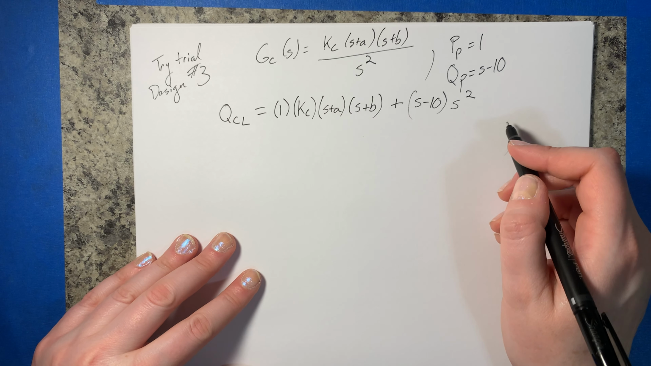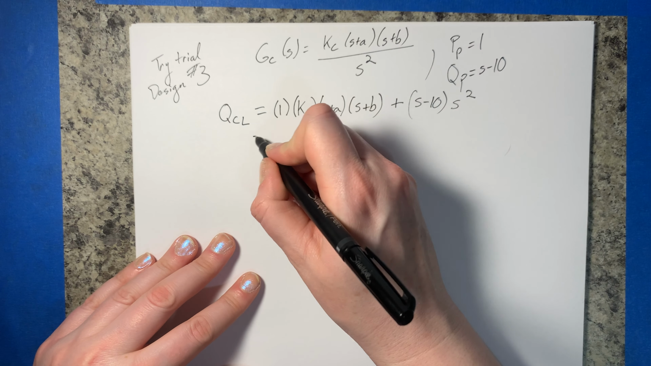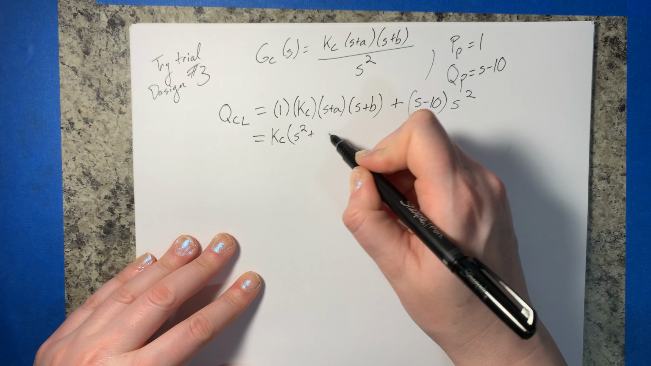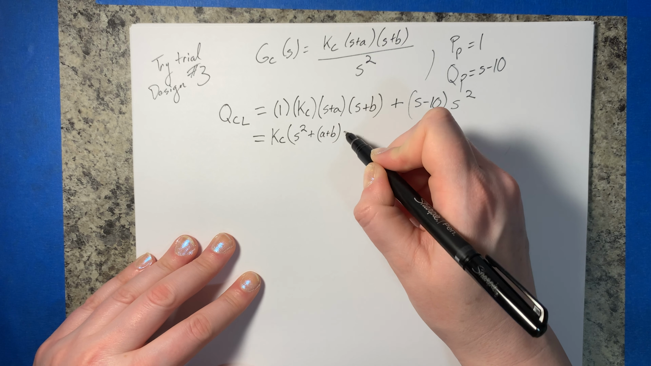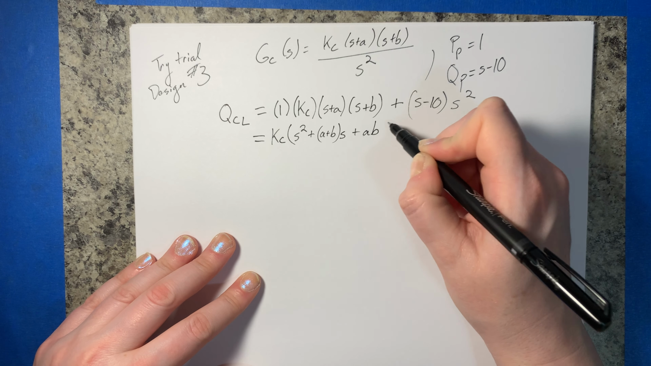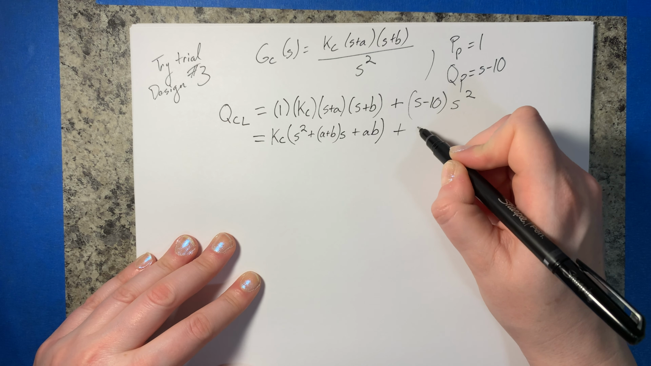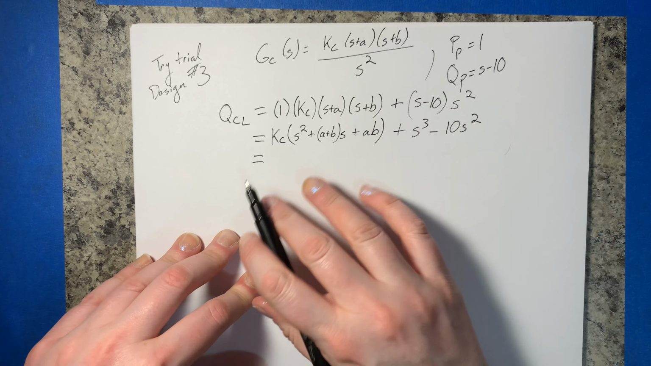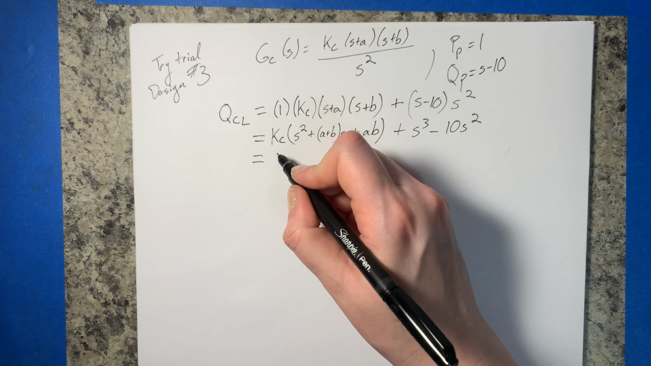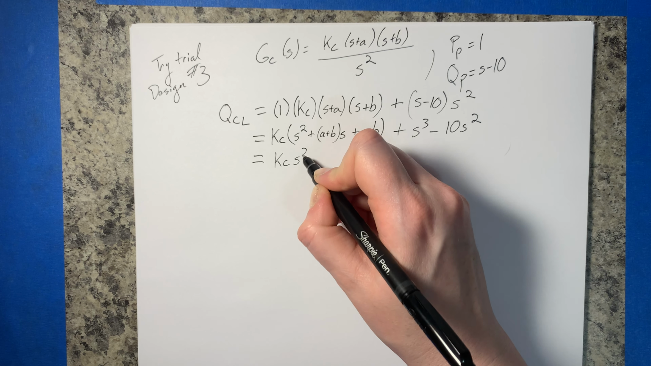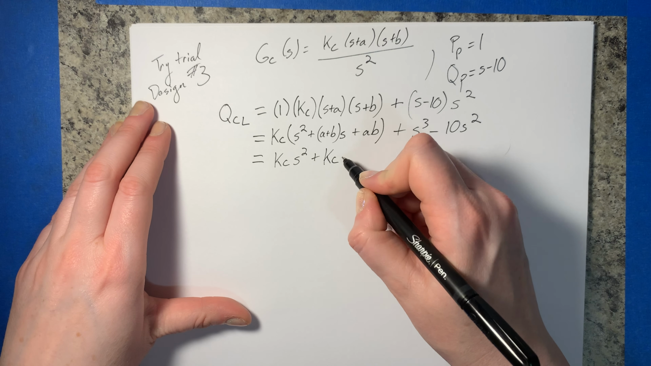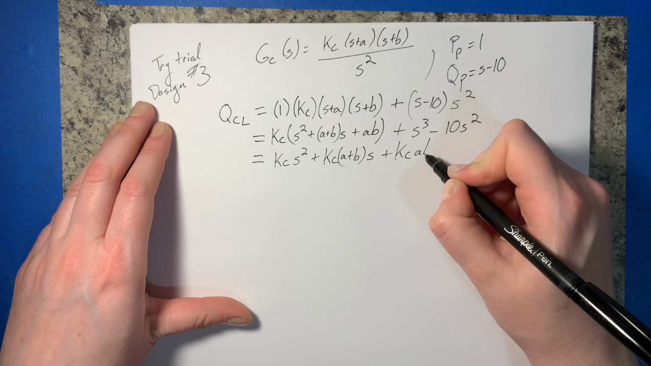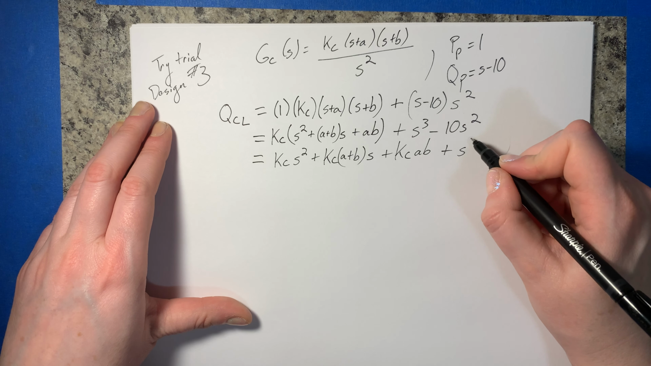Okay, so let's multiply this out, and it turns out we have KC times S squared plus A plus B S plus AB, and then over here we have an S cubed minus 10S squared again, and we can further multiply this out, having a KC S squared plus KC times A plus B in parentheses times S plus KC AB, and then these next two terms just carry down.